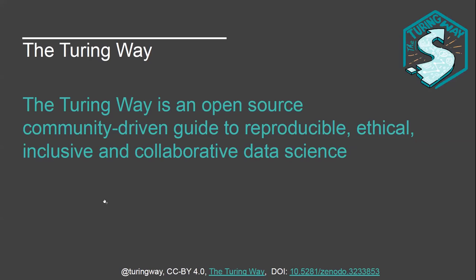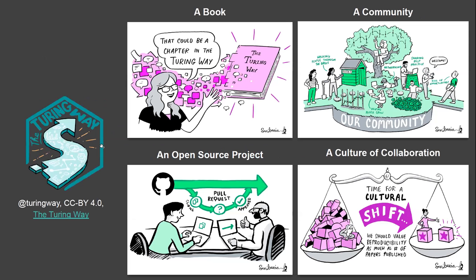So what is the Turing Way? The Turing Way is an open source, community-driven guide to reproducible, ethical, inclusive, and collaborative data science. Because that is a very long sentence, I would like to split that up in four components. The Turing Way is a book, it's a community, it's an open source project, and we foster a culture of collaboration throughout all these components.